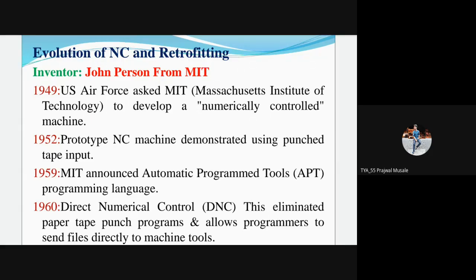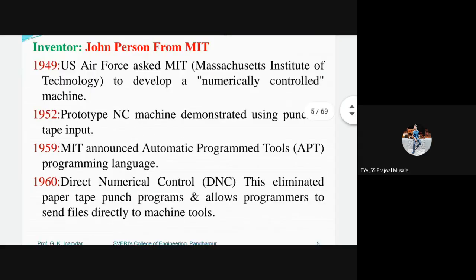At that time they started computer use. In 1960 the computer started. Now they removed the paper tape punch, and instead of it programmers send files directly to the machine tool in 1960. This is a journey of near about 11 to 12 years. They used 11 to 12 years for this innovation. This is the evolution.